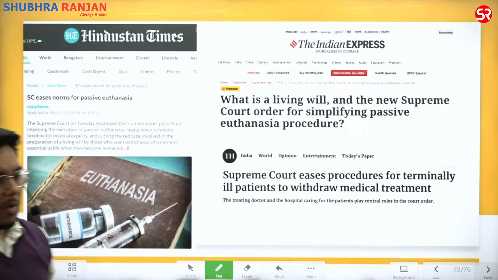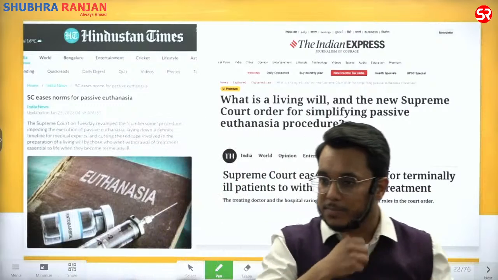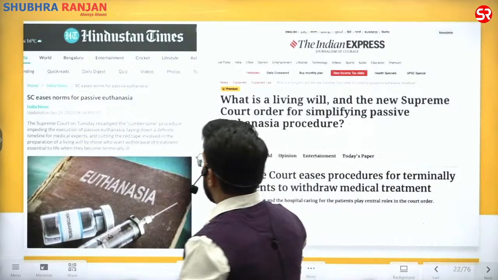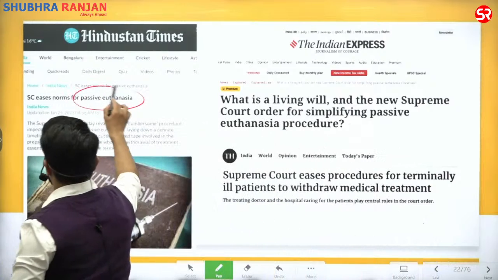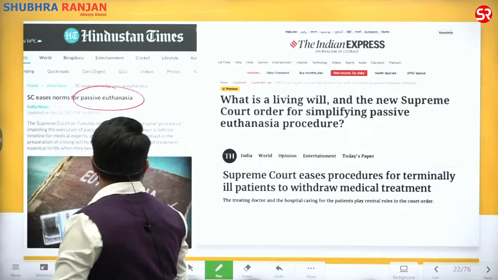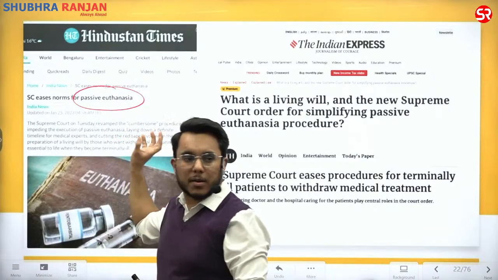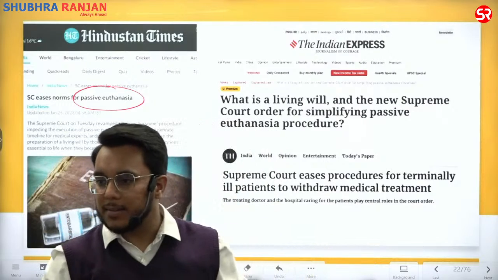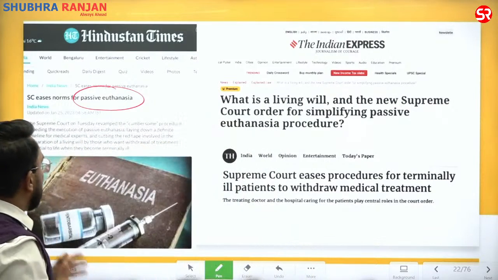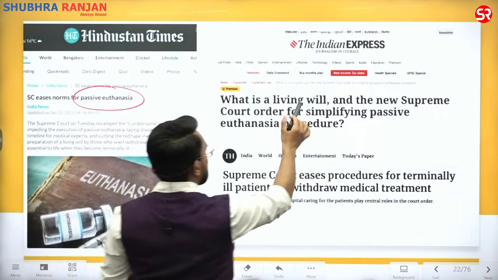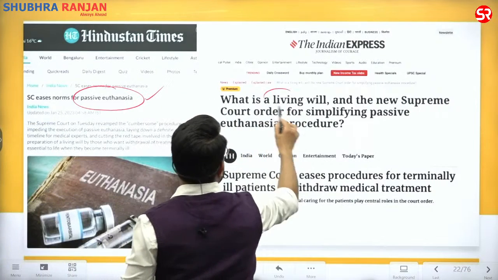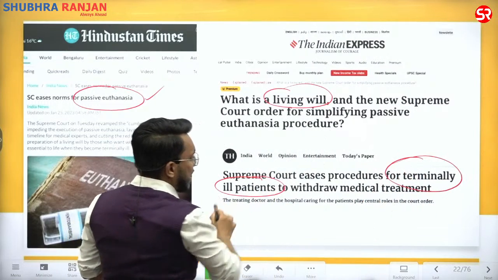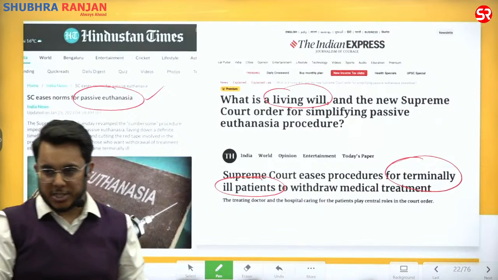So we have seen that there have been recent changes brought in the euthanasia norms, certain changes that, okay, is it visible to you or is it blurred? Is it clearly visible, understandable? Okay, so we see this particular thing that passive euthanasia, living will, the procedures for terminally ill patients, they have got recently changed.